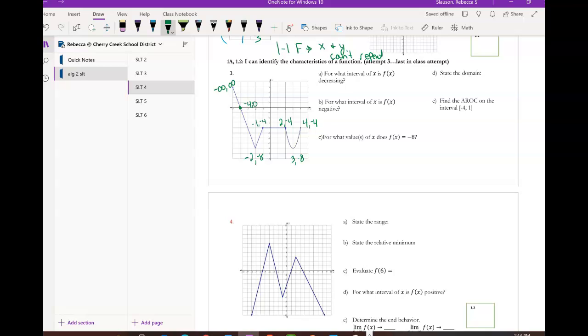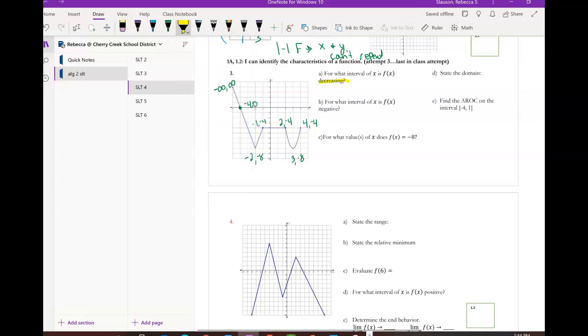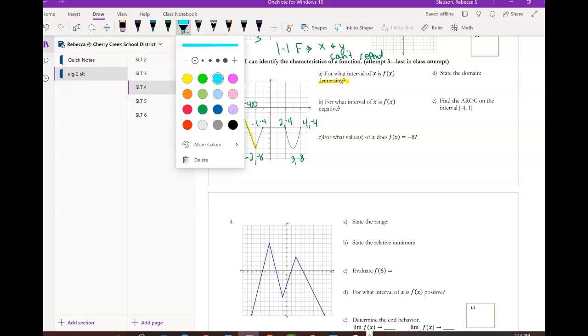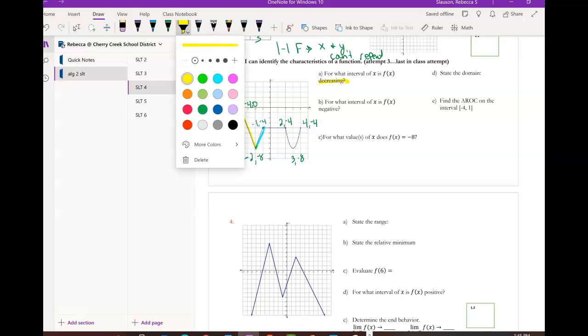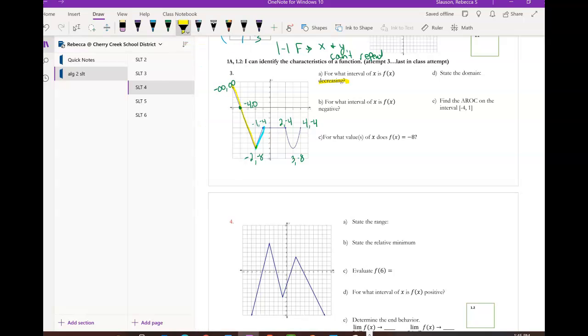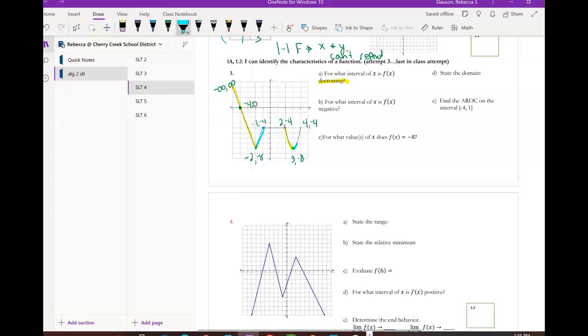All right, let's talk about decreasing. So switching to my highlighter, decreasing. So left to right, it's decreasing, and then it's going to increase. I'm going to switch colors on you. And then it's going to decrease. No, sorry, and then it's constant, which I won't highlight, but then it's decreasing, and then it's increasing. So let's focus on the yellow areas.